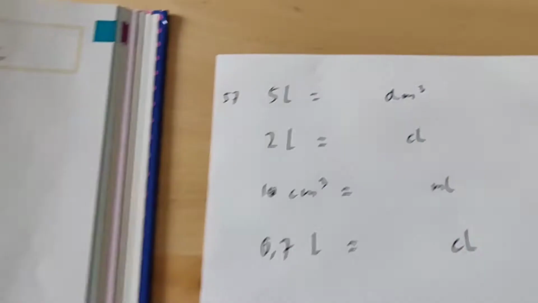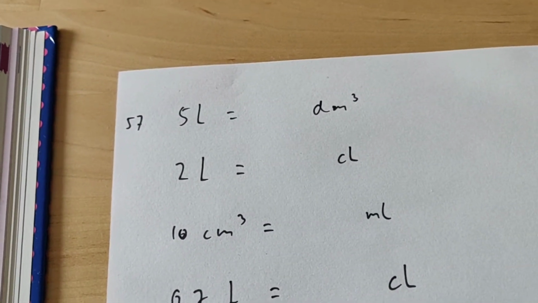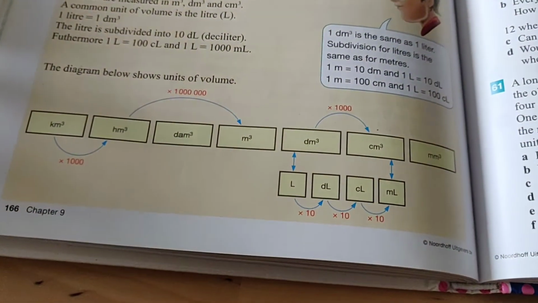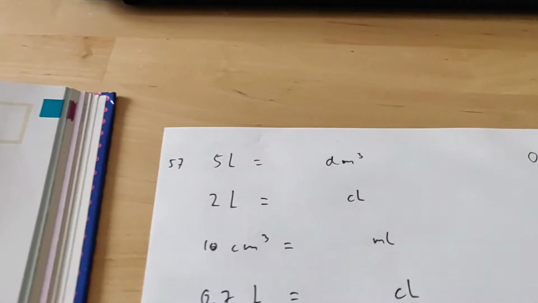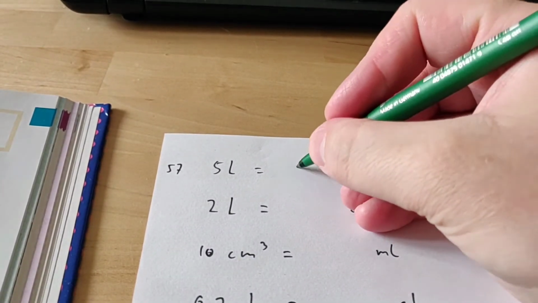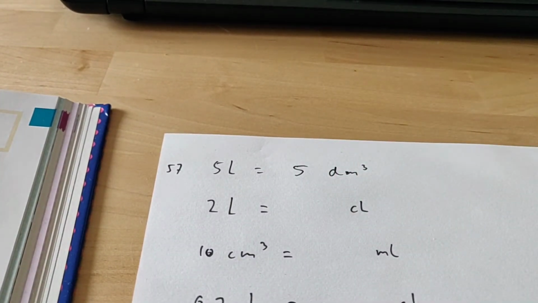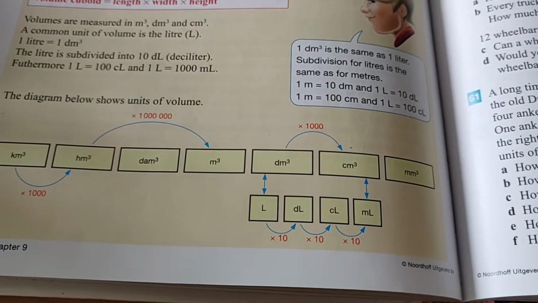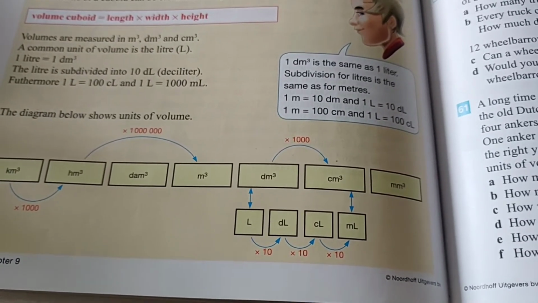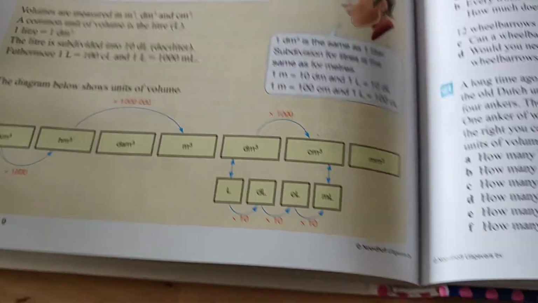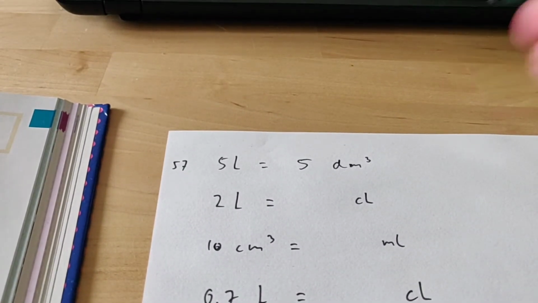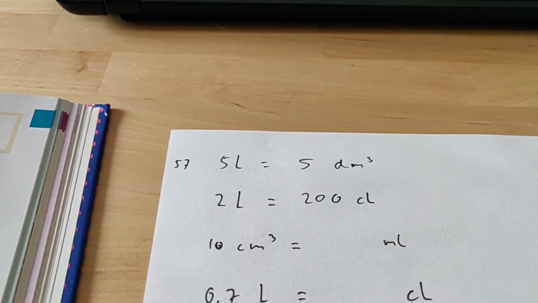So for example, if we want to go from 5 liters to 5 cubic decimeters, let's take a look over here. Well, you can see that liter and decimeter are the same. So 5 liters is also 5 cubic decimeters. Then the next one goes from liters to centiliters. So liter is over here, and then centiliters is 2 steps further, so that's times 10, so that's times 100. So then we get 200 centiliters.